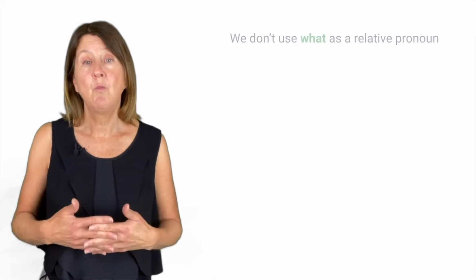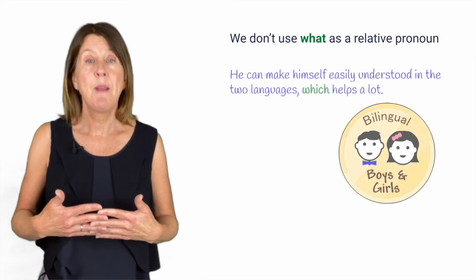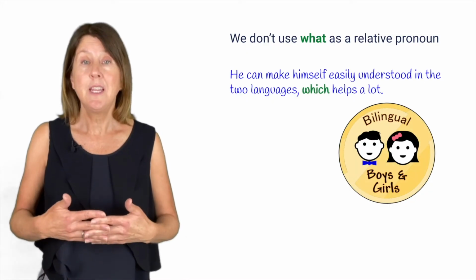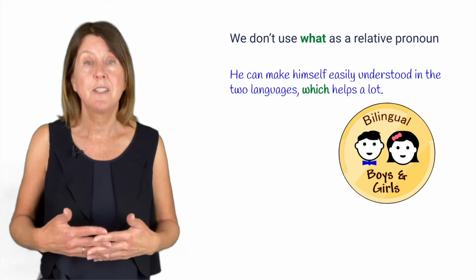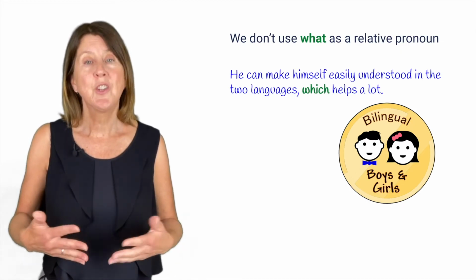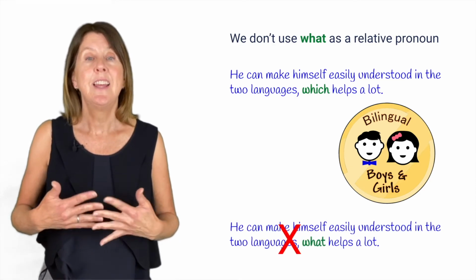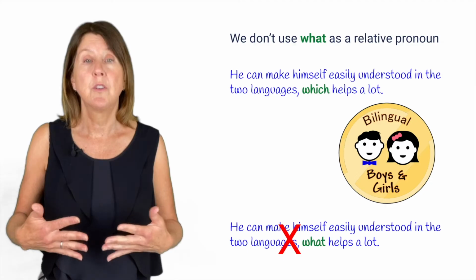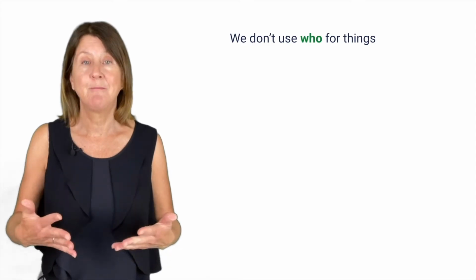We don't use what as a relative pronoun, so he can make himself easily understood in the two languages, which helps a lot. Not so he can make himself easily understood in the two languages, what helps a lot. You can't say that. We don't use who for things.